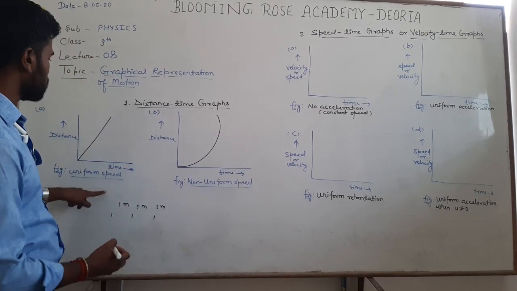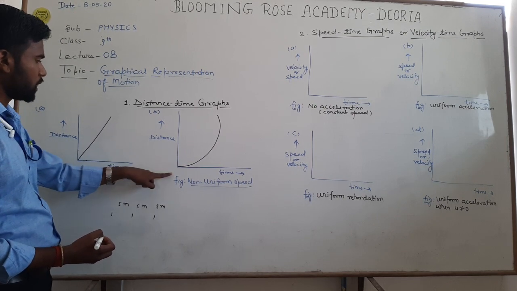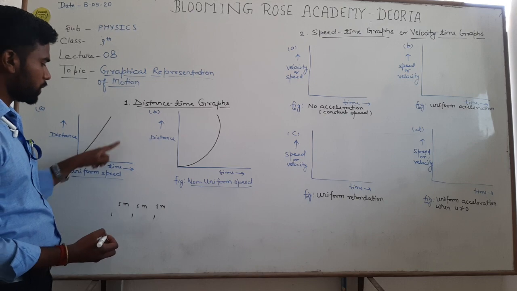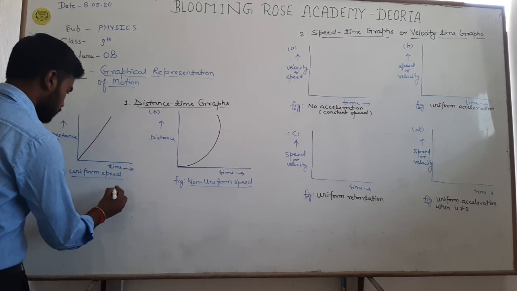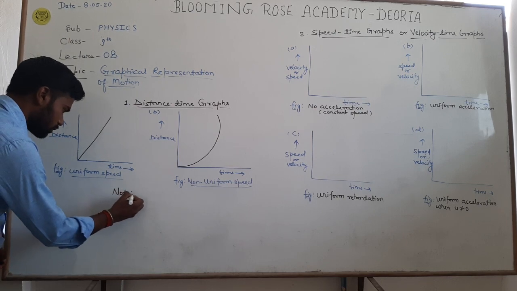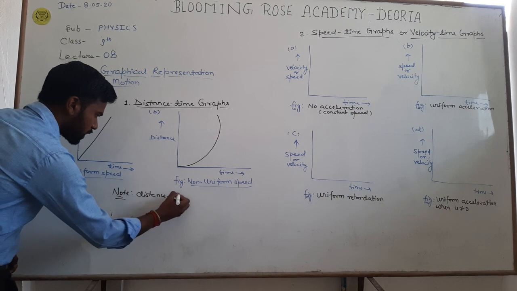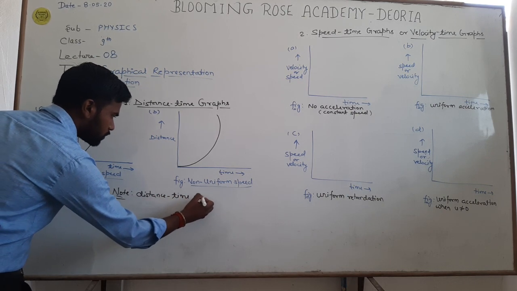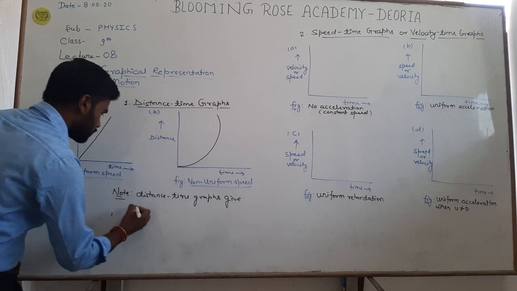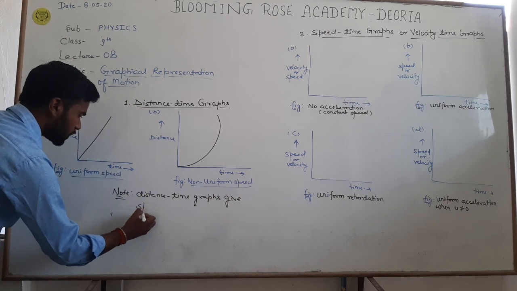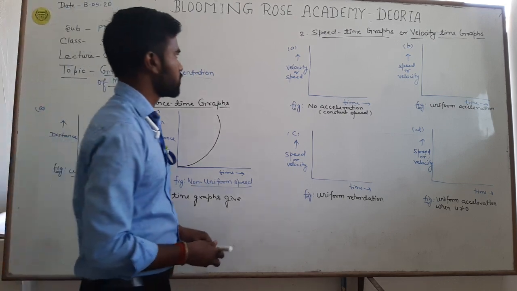One thing is that from the distance-time graph we can get the speed. So you have to remember it or note it down. Note: distance-time graphs give speed. When we take displacement, it will give velocity.